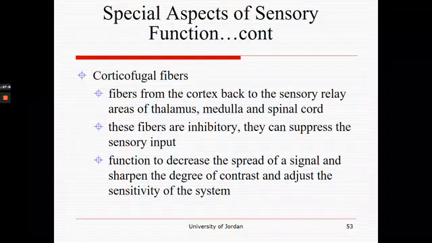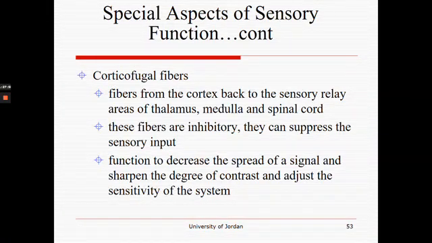There are fibers that come from the cerebral cortex downward called corticofugal fibers. These are descending fibers from the cortex down to the spinal cord or the brainstem areas. What is the function of these fibers? These are negative feedback fibers. Fibers from the cortex back to the sensory relay, thalamus, medulla, and spinal cord. These fibers are inhibitory, and they can suppress the sensory input. They can remove this kind of adaptation.